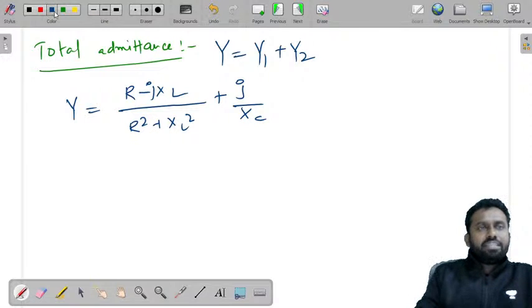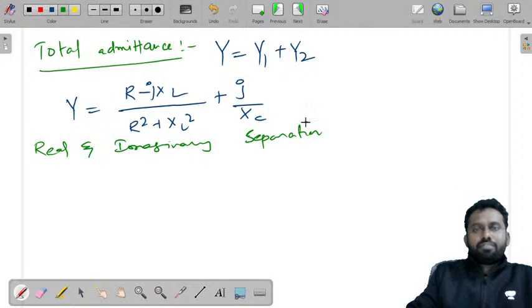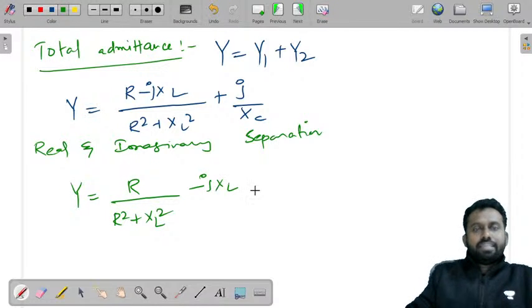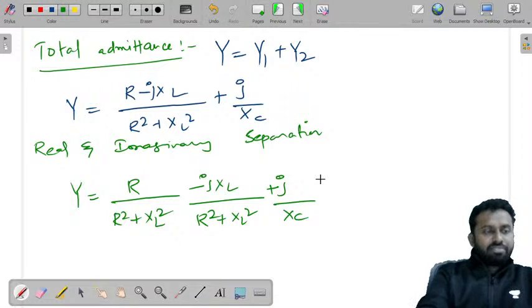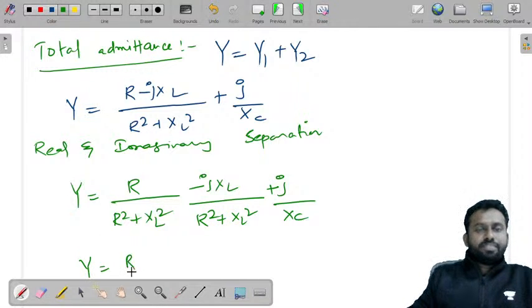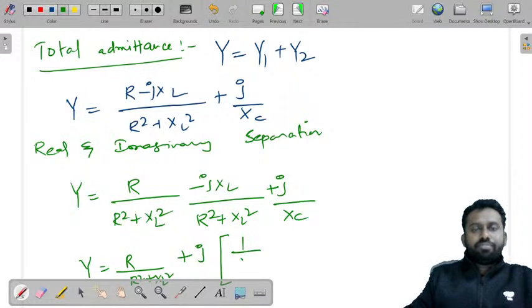Can I separate real and imaginary parts? Real and imaginary separation. So what can I write? Y is equal to R by R square plus XL square minus jXL by R square plus XL square plus j by XC. So what can you write from this? You can write Y is equal to R by R square plus XL square plus j into 1 by XC minus XL by R square plus XL square.